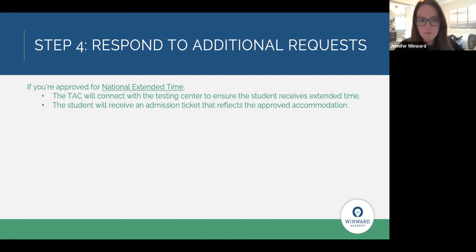Okay, so if you're approved for national extended time or for an accommodation that is given with national testing, then basically your admission ticket that you print from your ACT student login is going to reflect in the upper corner what accommodations you receive. You show up at whatever that random site is on a Saturday or Sunday to take the test, and because it's on your admission ticket, what accommodation you're supposed to receive, that testing site will honor that. Technically, the person from your school is also supposed to notify the testing center in advance so that they know that you're coming and what it is that they need to provide to you.